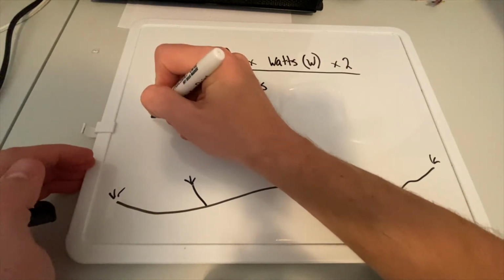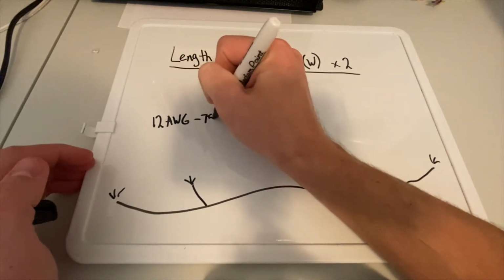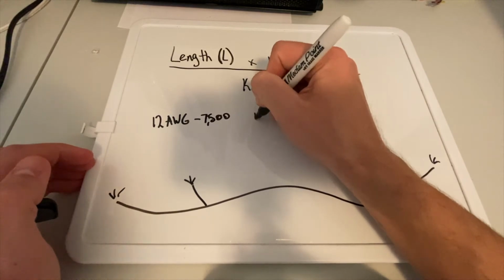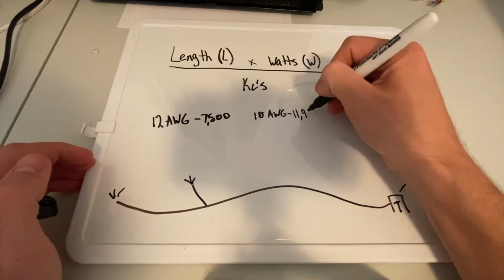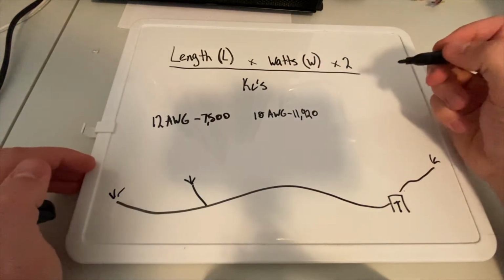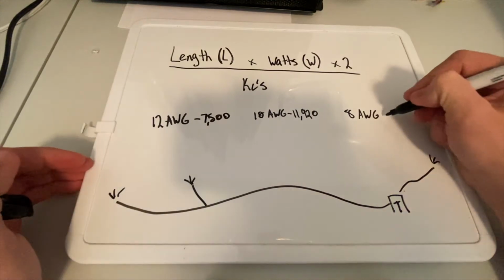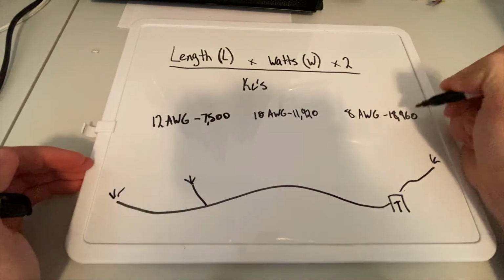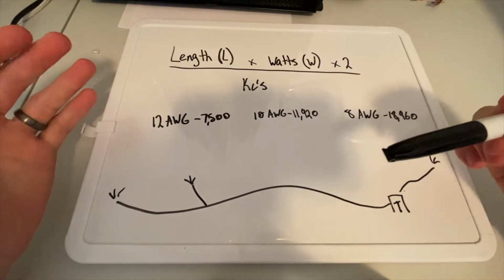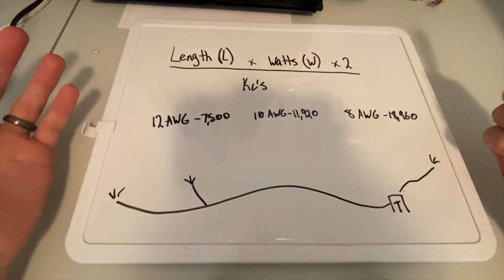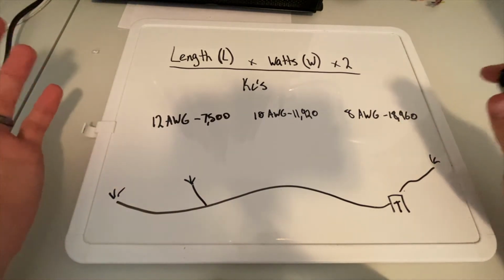I'm going to write here for a 12 gauge AWG, that number is 7,500. For 10 gauge, it is 11,920. And for 8 gauge, sorry if you can't read my handwriting, it is 18,960. So with each gauge of wire, the voltage drop is different because of the thickness of the wire. The way the electricity moves throughout it can cause the electricity to drop more or less.